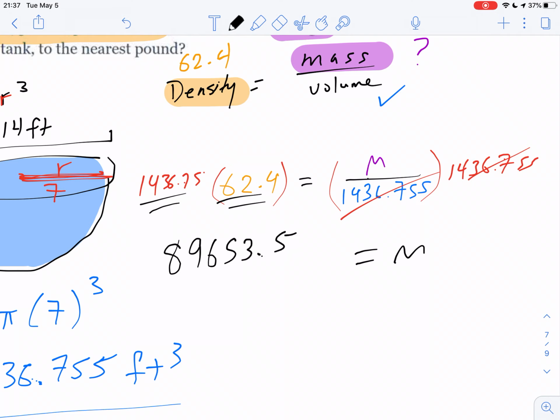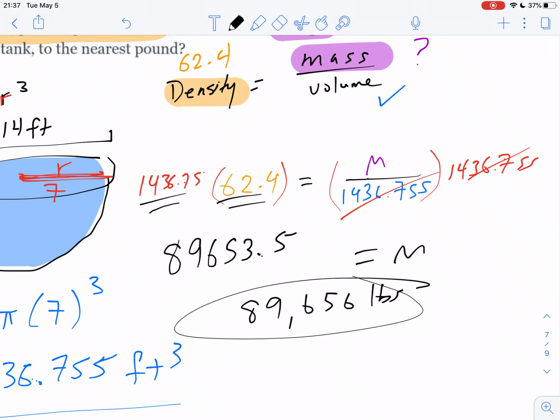So to the nearest pound, this would be 89,654 pounds. And there we go.